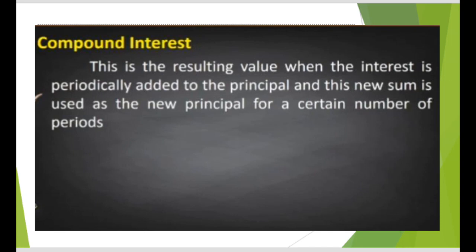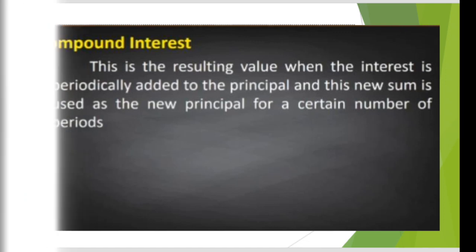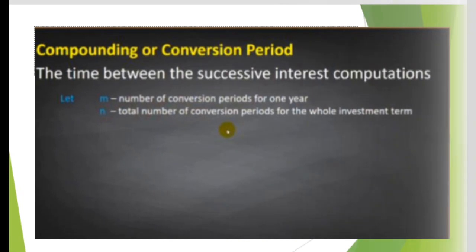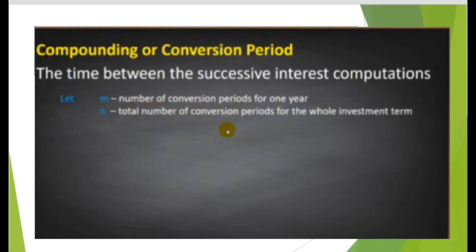Aside from simple interest, we also have compound interest. This is the resulting value when the interest is periodically added to the principal. This new sum is used as the new principal for a certain number of periods. In short, the interest is computed repeatedly for a certain conversion period. Compounding or conversion period is the time between the successive interest computation.